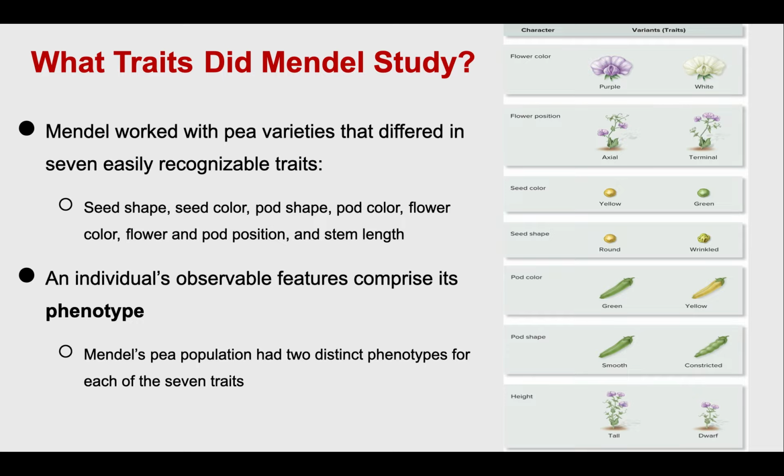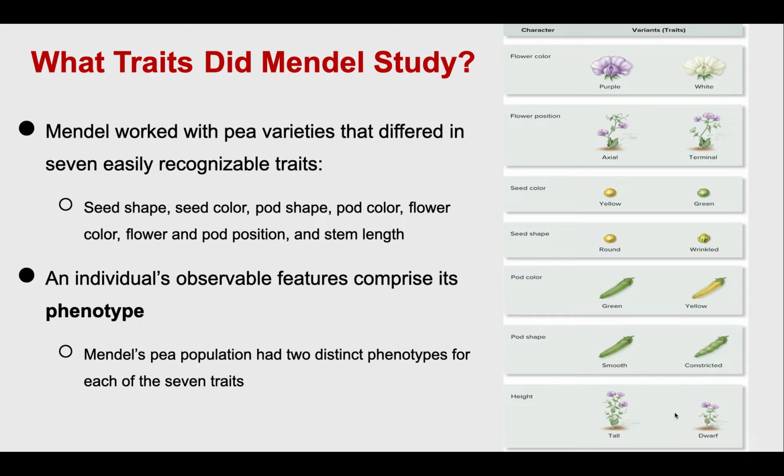So what traits did Mendel study? Pea plants have a lot of easily recognizable traits. He studied 7 different traits. He studied flower color, flower position, so are they on the sides of the plant versus the top, the seed color, the seed shape, are they round or wrinkled, pod color, pod shape, again, are they smooth or do they have these constricted segments along the pea pod, and then the height, are they growing tall or are they dwarfed?